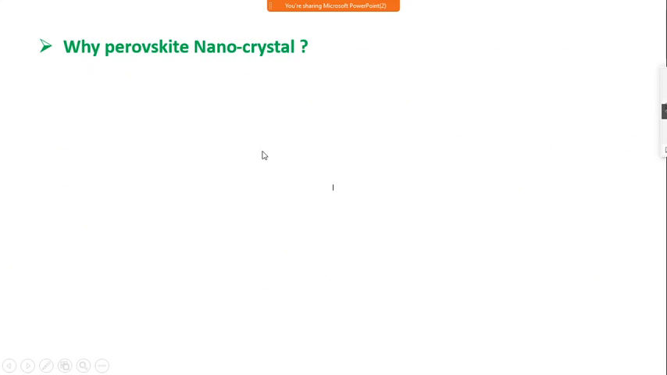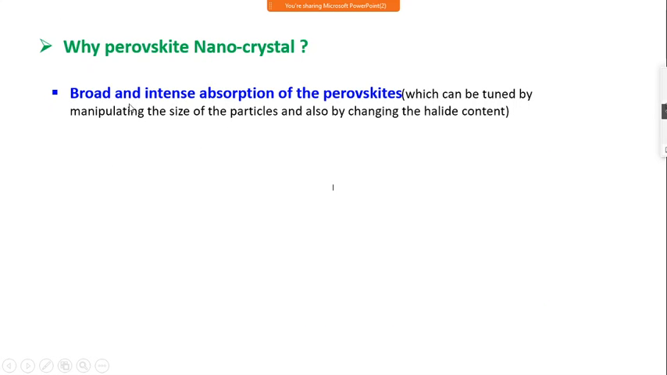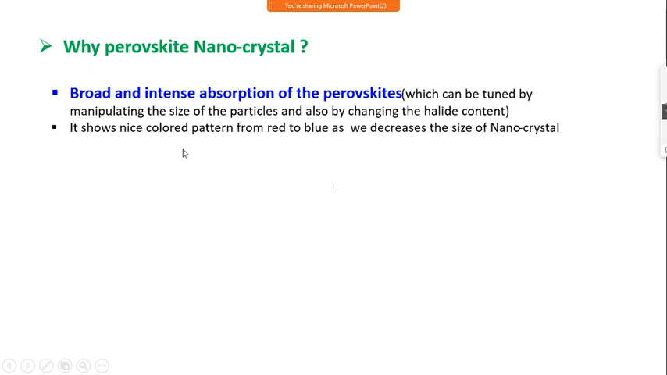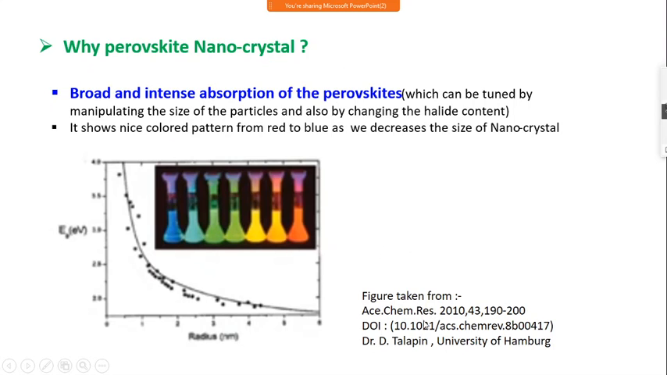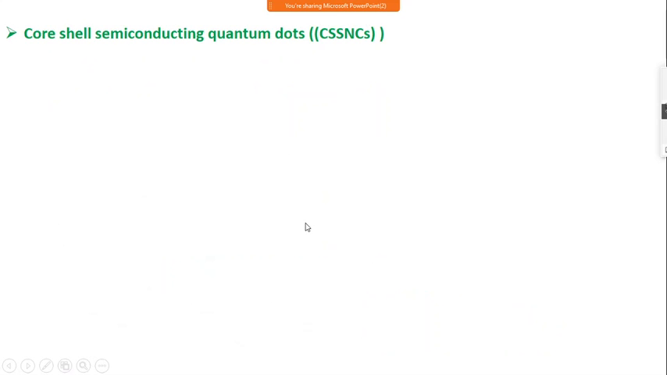Why are we using perovskite nanocrystal? It has broad and intense absorption, which can be tuned by the size of the particle and by changing the halide. It gives a nice pattern, which I am showing here. On the x-axis we have the radius in nanometer. If we decrease the radius, it gives red to blue fluorescence, which shows a nice pattern of fluorescence. That's why we are interested in this material. This diagram is taken from this slide.